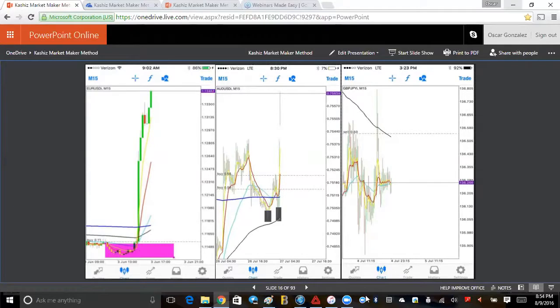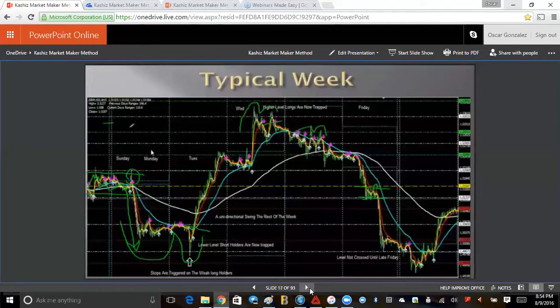Okay. Let's continue. Okay, typical week. This is a typical week, which I showed you. This is what I showed you in that first picture, remember? On that little drawing sketch I did. So you can screenshot this picture. It's going to be very useful, by the way.